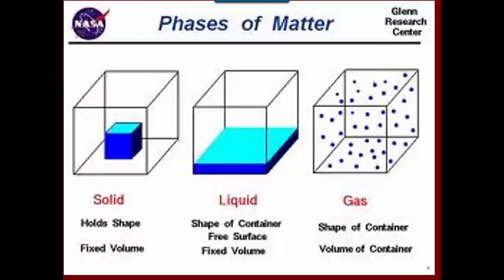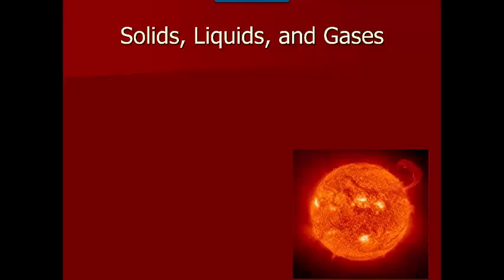So if you look at this picture, this kind of summarizes everything that I just mentioned. Solids hold their shape and they hold their volume. Liquids, their shape can change, but their volume stays constant. Gases, their shape fits their container and the volume fits the container.